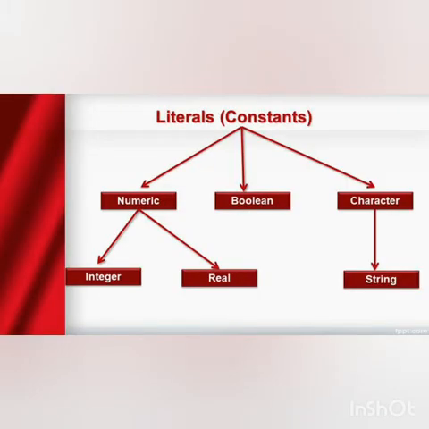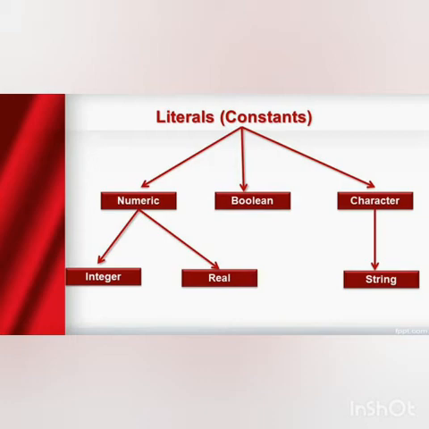C++ has several kinds of literals. They are numeric constants, which are further divided into integer constants and real constants, then Boolean constants, character constants and string constants. Let's discuss all these types in detail. The first one is numeric constants. As the name indicates, numeric constants are numeric values which are used as constants.